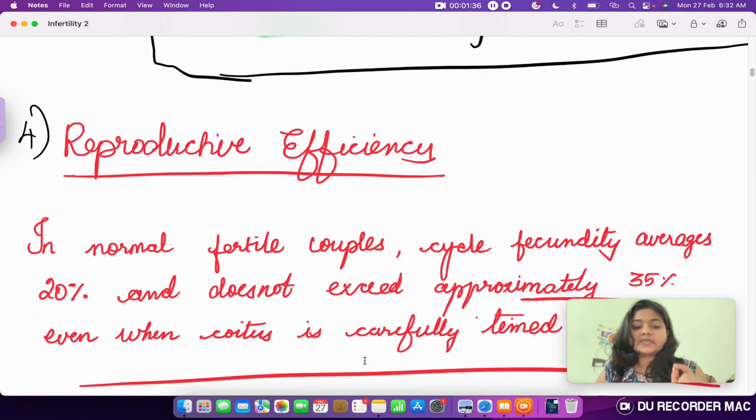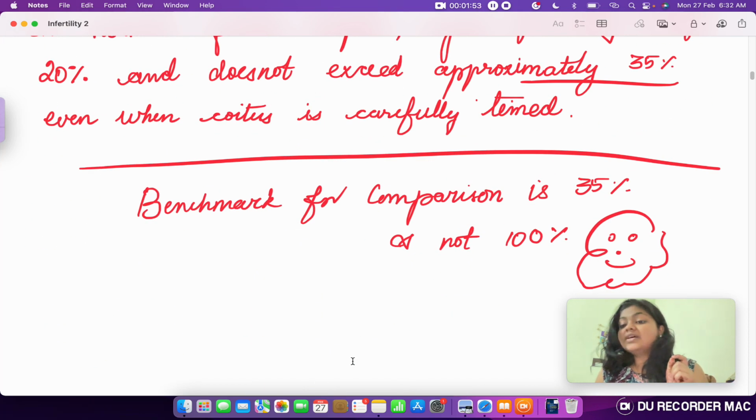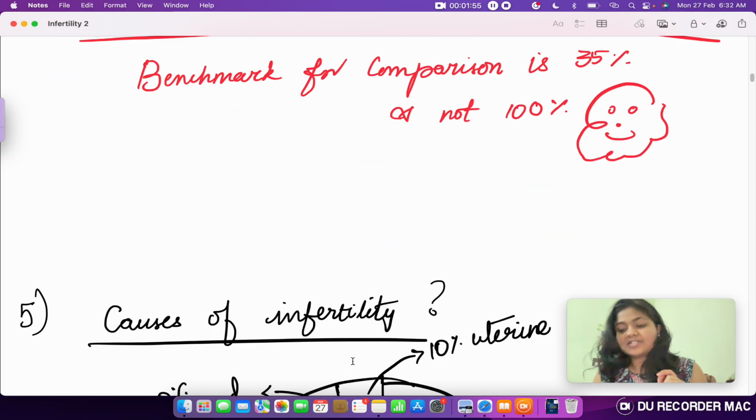And there is one concept called reproductive efficiency. In normal fertile couples, the cycle fecundity averages 20%. So in a normal regular cycle, the probability of having a live birth is 20%, and it does not exceed approximately 35% even when the coitus is carefully timed. So the benchmark for comparison is only 35%, and it is not 100%.